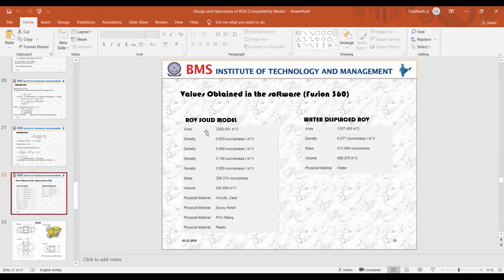So here is the area, density of each part, mass, volume, and physical materials we used in both the water displaced and solid model. And here we use Archimedes principle so as to get the center of buoyancy. In Archimedes principle, the amount of water displaced outside is the amount of buoyant force acting on the body. So that is what is used, and these are the values which we get.